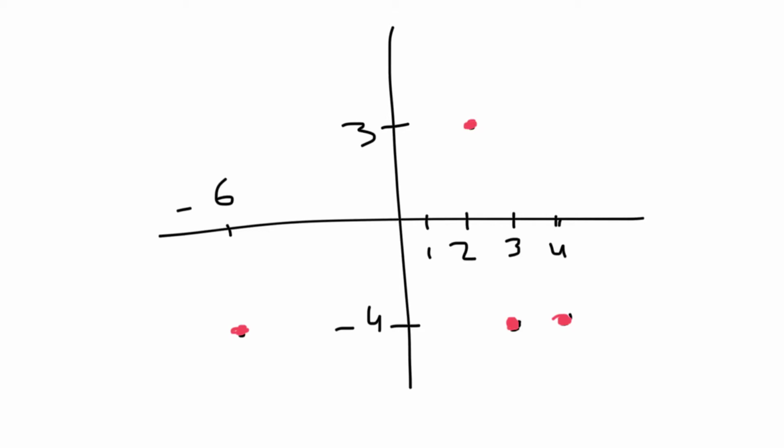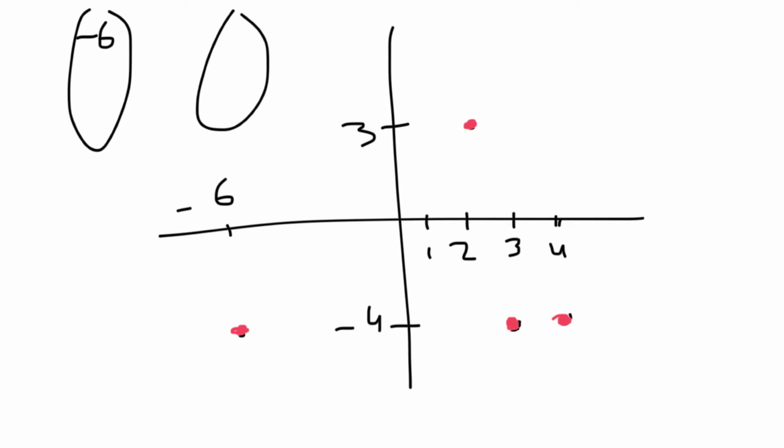If you want to see these connections, it's very easy. You can do it as a mapping. If x is equal to minus 6, this is x, this is y, then y will be minus 4, and you have a connection here. When x is equal to 2, then y is equal to 3, and you have a connection here. When x is equal to 3, then you also have minus 4. When x is equal to 4, you also have minus 4. So that's the mapping of it.